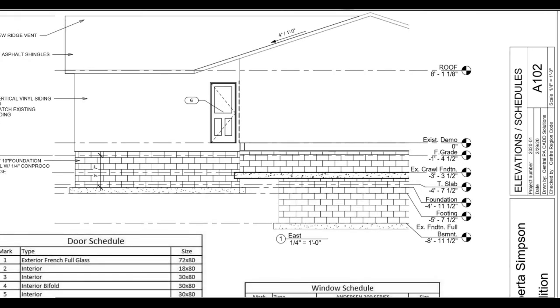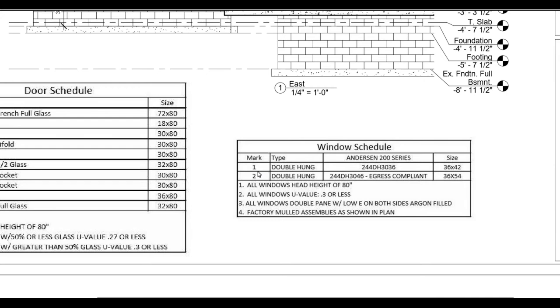zoom in on that again. Number one is a double hung, that's the type of window, and this is the manufacturer and the model number, 200 series window. We have the size of a 36 by 42, and this is the actual model number of the window. So number two, the big difference between this is it's a slightly bigger size. It's 54 inches high instead of 42 inches high, and it's typically the width comes first and then the height.